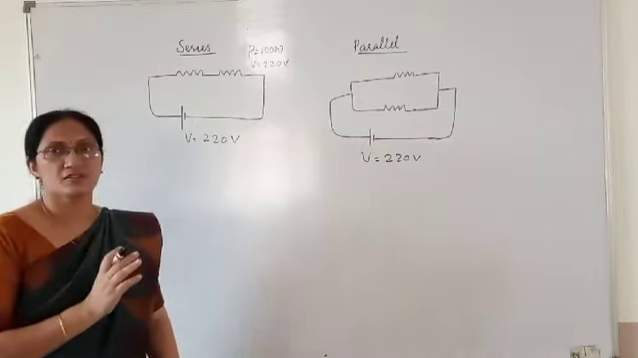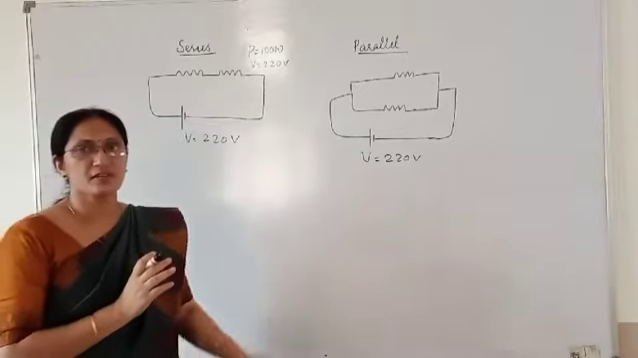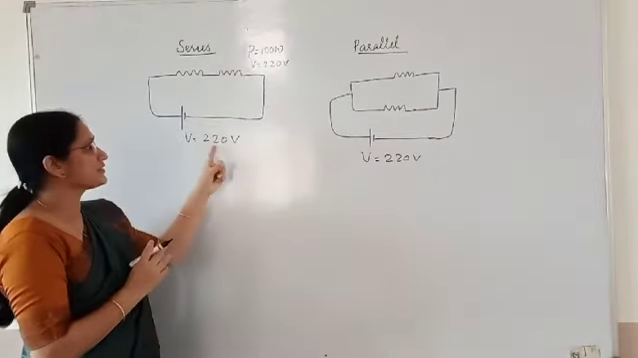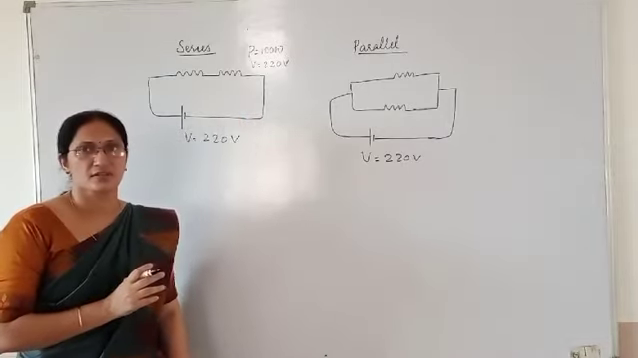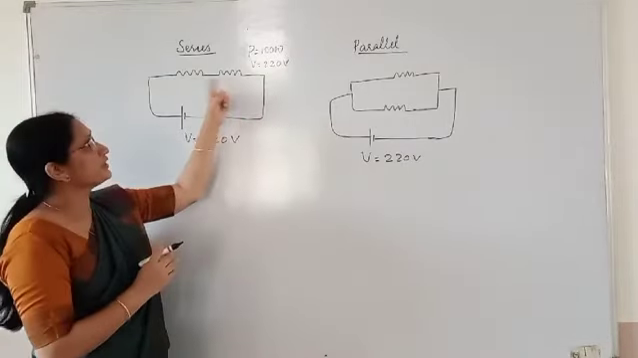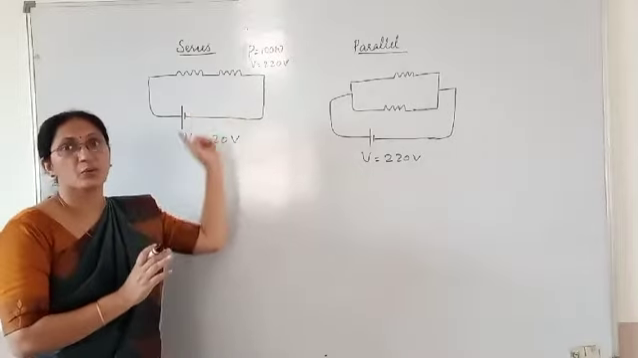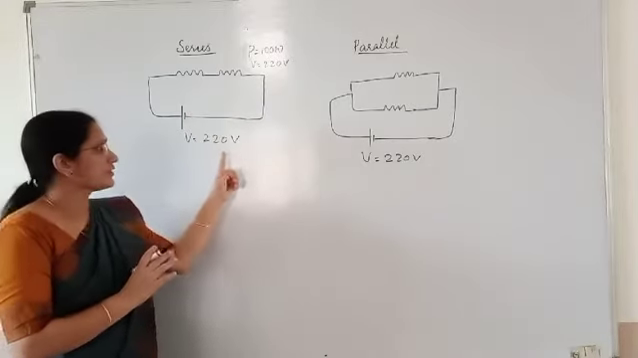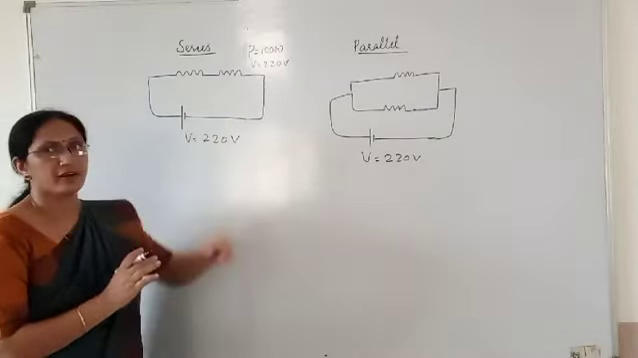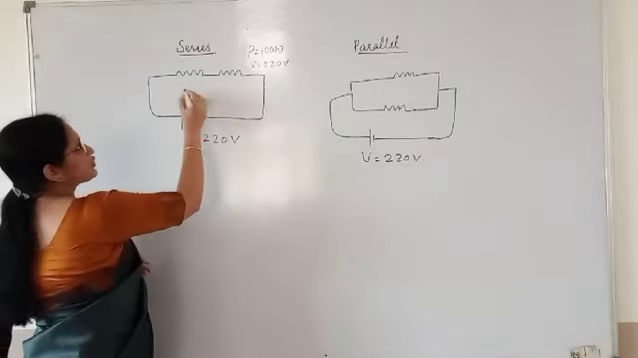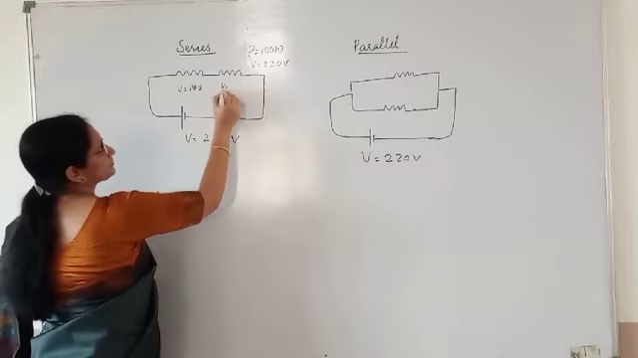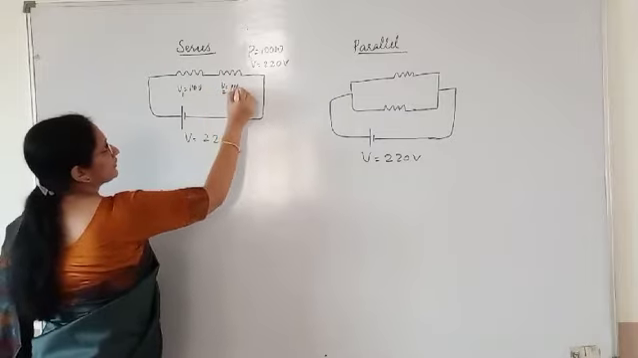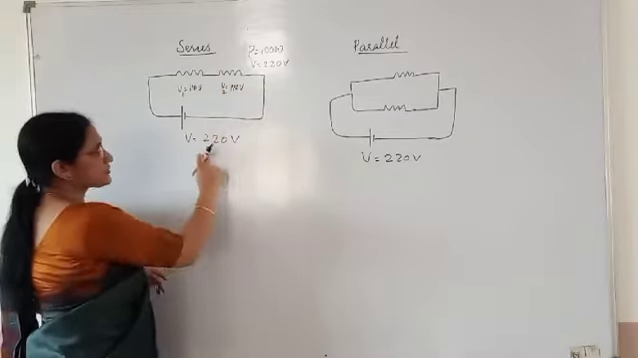Remember the characteristics of a series circuit. In a series circuit, the potential difference is divided among the individual resistors. Since both bulbs are similar, it will be divided equally. So 220 is equally divided into two parts, meaning each bulb will get 110 volt. V1 plus V2 is equal to V.